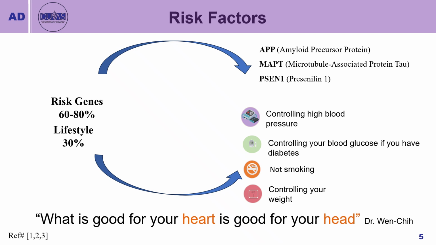The risk factors of this disease are divided into two main groups. First one is the risk genes, which contribute 60 to 80%. Among these genes, three play a significant role: APP, MAPT, and PSEN1. And 30% is lifestyle, which contributes to the development of this disease. It includes high blood pressure, blood glucose level, smoking status, and body weight gain. And here is a saying of Dr. Wen Chi, that what is good for your heart is good for your head.